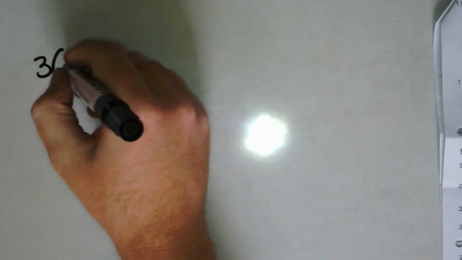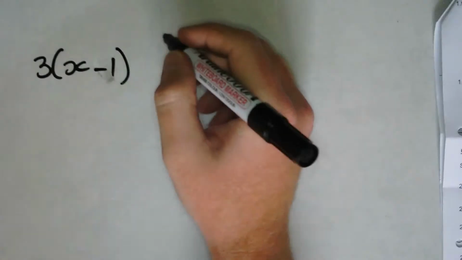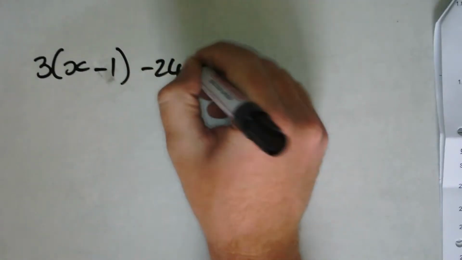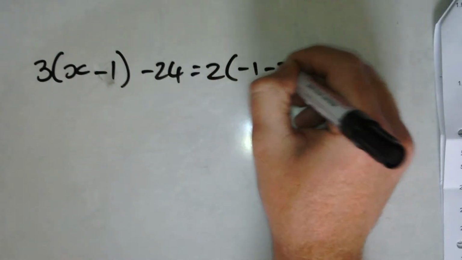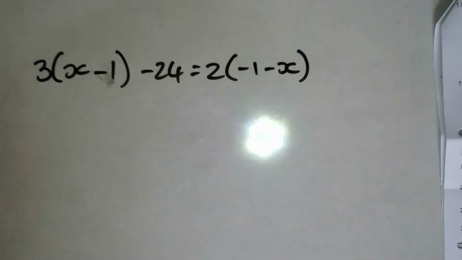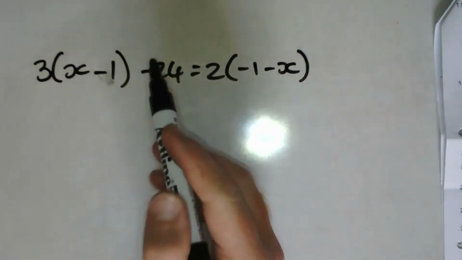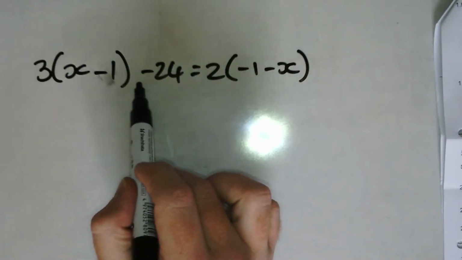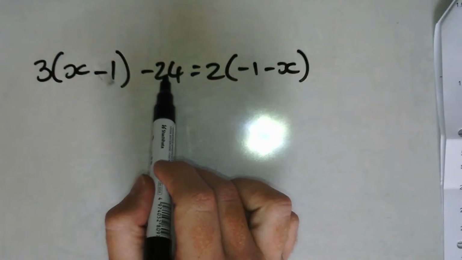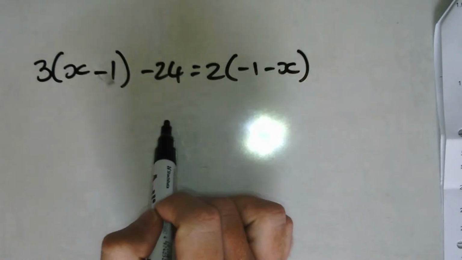So for this question, we've got the following: 3 open bracket x minus 1, close bracket, minus 24 is equal to 2 open bracket negative 1 minus x. Okay, so you've got quite a huge sum here. Remember that the question over here and over here is split by the negative. So the 24 is a term on its own. It doesn't belong to the bracket. So you're just going to carry it down.